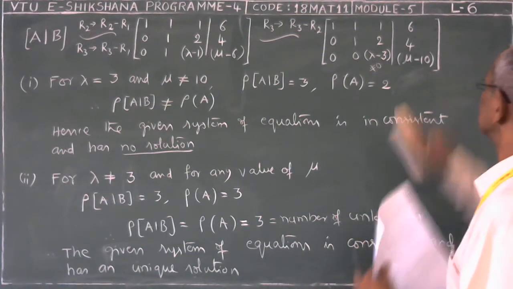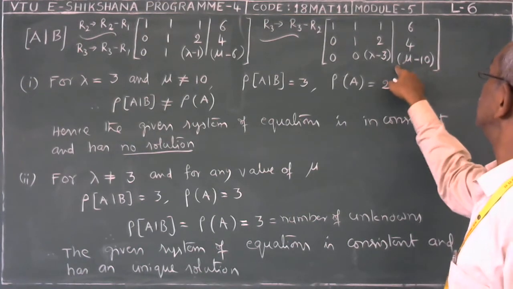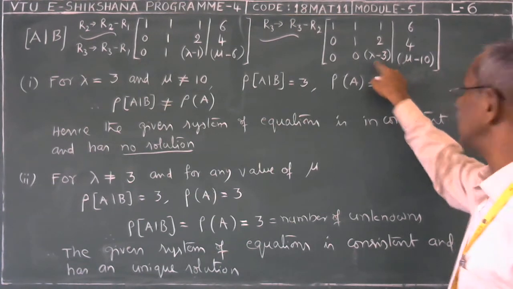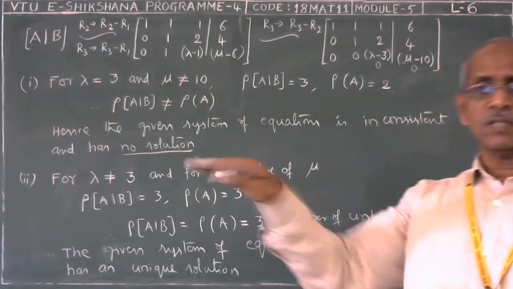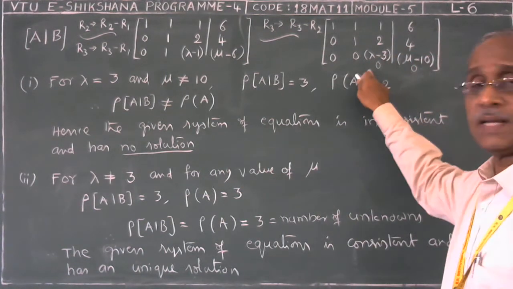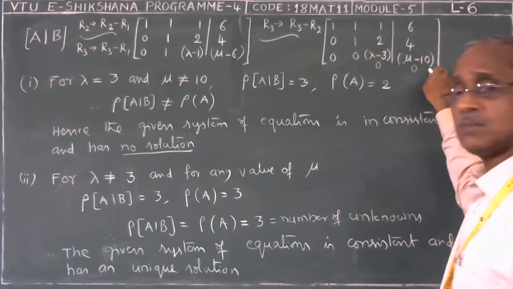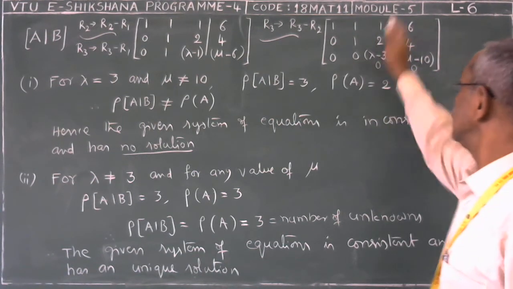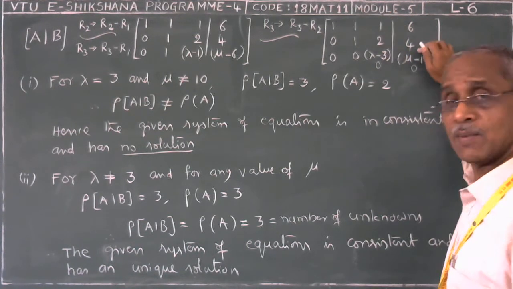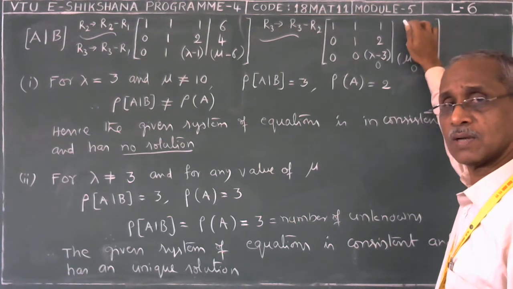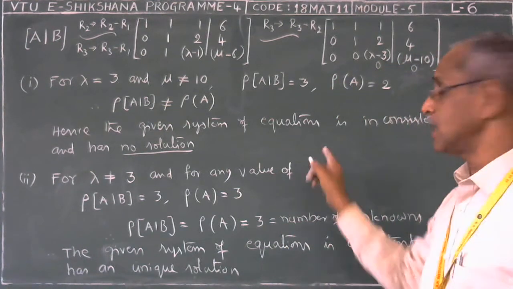Okay. Now let us look at this matrix again in its echelon form. For lambda is equal to 3 and mu is equal to 10, the bottommost row becomes a 0 row. That means the last row becomes 0, 0. Now, the coefficient matrix has number of non-zero rows 2, so rank is 2. Augmented matrix also has number of non-zero rows 1, 2, so rank is 2. So the ranks are equal, that means the system is consistent but less than number of unknowns.